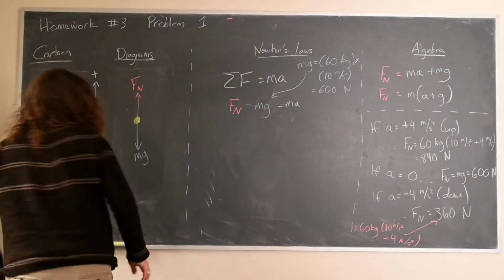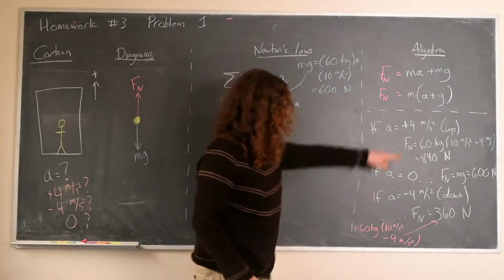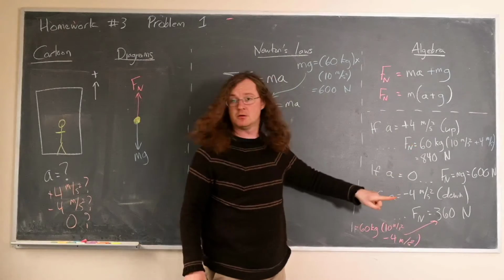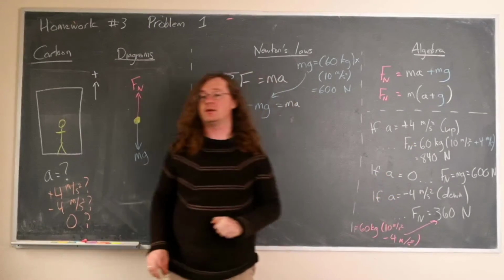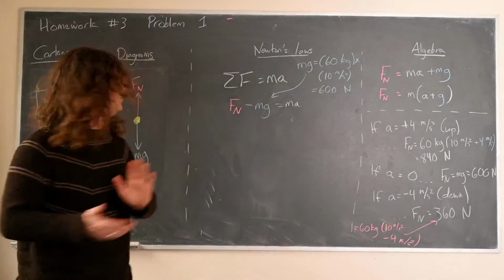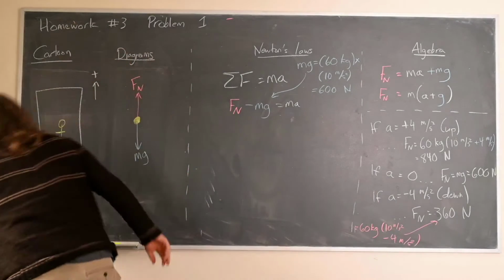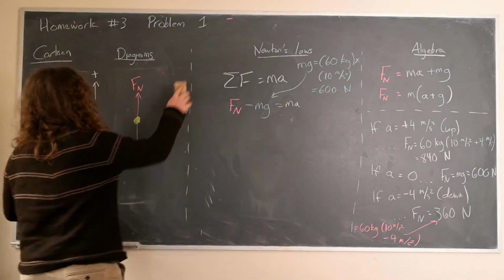So what we see is that the normal force is largest when we're accelerating upwards, an intermediate value when we're not accelerating, and smallest when we're accelerating downwards. That's problem 1. Problem 2 asks you to think about what that means.